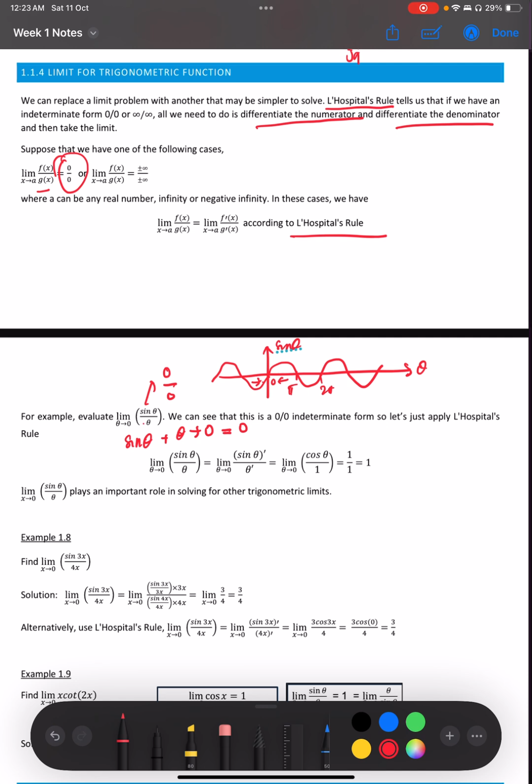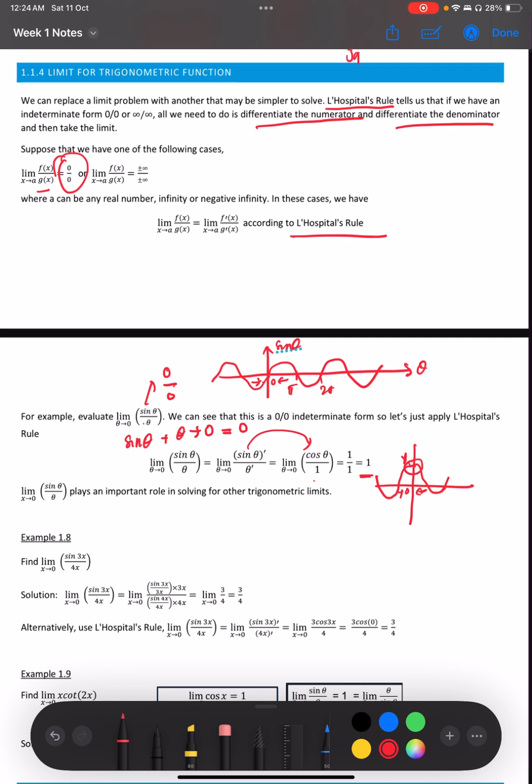Therefore, you can differentiate both parts, the numerator and also the denominator. Sine theta, you differentiate it, you will get cos. I hope you still remember trigonometric functions. If you differentiate sine, you will get cos. If you differentiate theta over d theta, you get 1. So cos theta is 1 because cos is like this. I hope you still remember. As theta approaching 0 from the left and right, you will approach 1. So 1 divided by 1, the answer is 1. So the limit of this function is equivalent to 1.